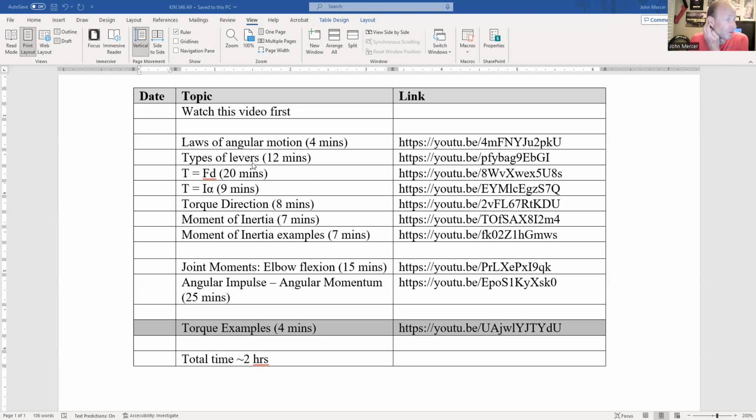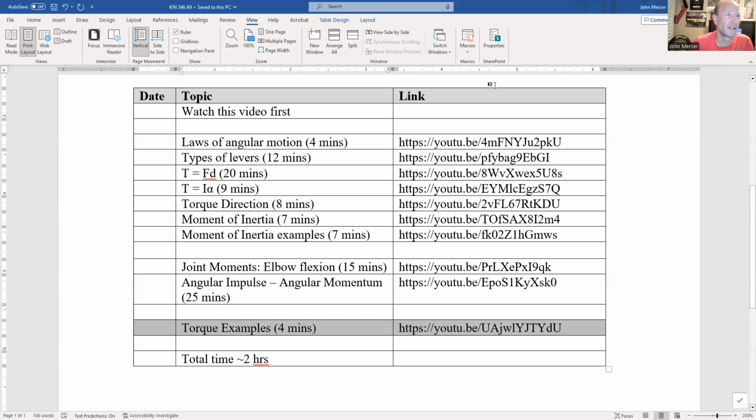Types of levers, I'll go through this. We have 3 different classes of levers. Here's the first torque equation that we're actually dealing with. Torque is the product of force and the moment arm, and I go into some depth on how to illustrate that moment arm and what we mean by that moment arm. And then the sum of torques equals I alpha.